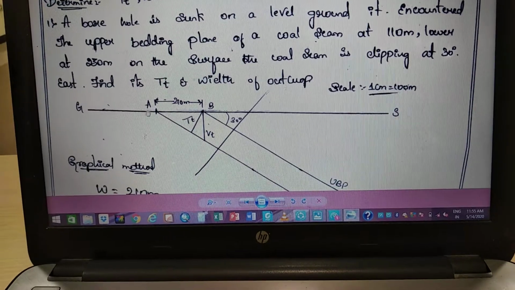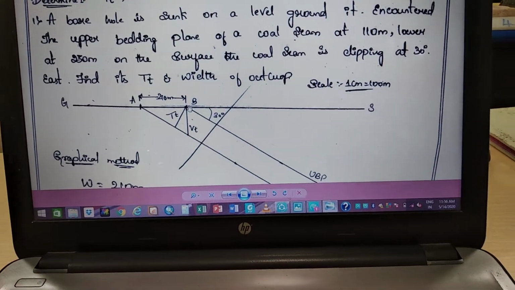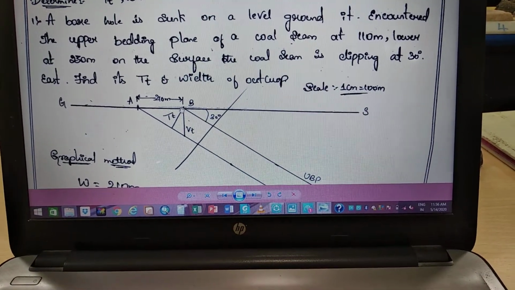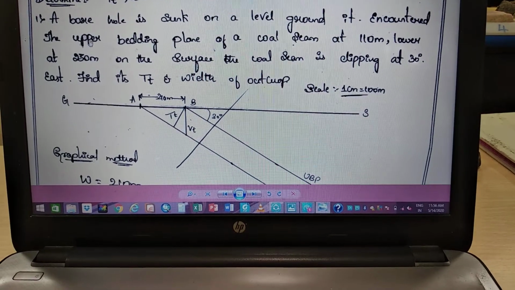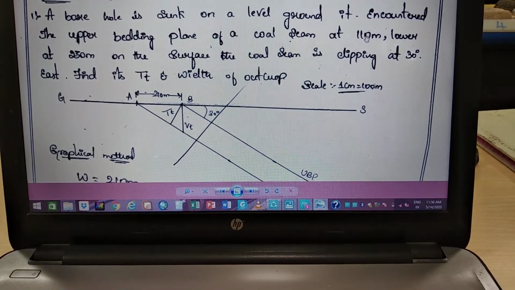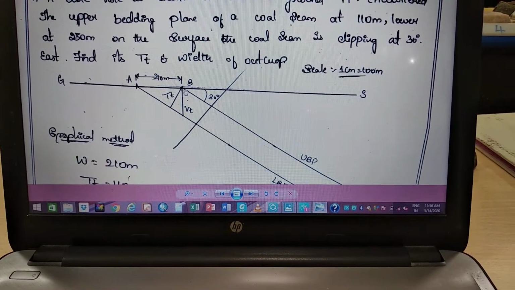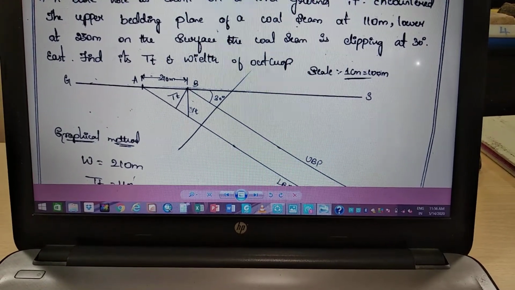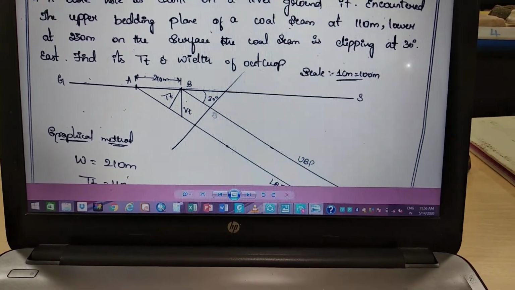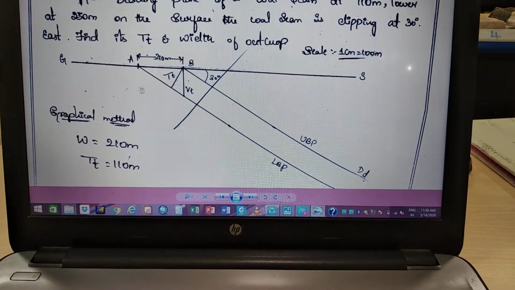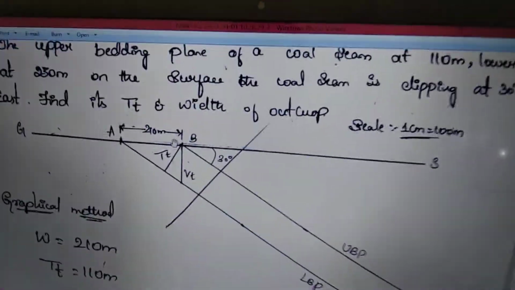Draw the ground surface and mark the B point. You can draw the bedding planes using the 30-degree angle towards the east. Draw this line, and draw the upper and lower bedding plane contacts at 230 minus 110, which gives 120 meters, that is 1.2 centimeters. This is the vertical thickness of the bedding planes. Then draw the lower bedding plane perpendicular to the upper bedding plane to get another point called A. From A to B is your width of the outcrop.